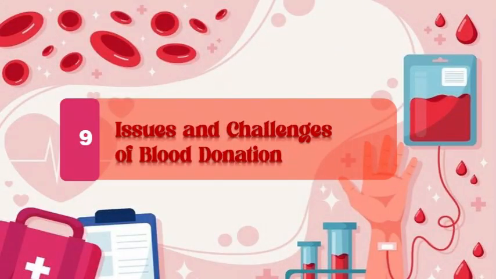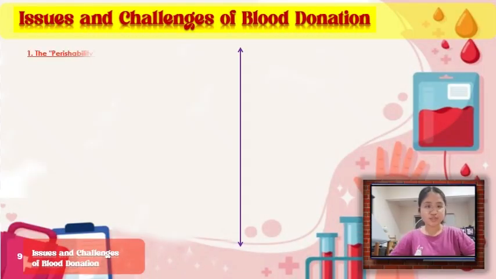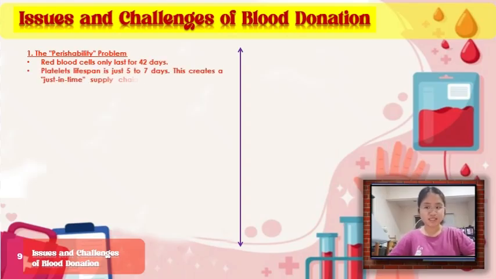9. Issues and challenges of blood donation. Number 1: the perishability problem. Red blood cells only last up to 42 days. Platelets' lifespan is just 5 to 7 days. This creates a just-in-time supply chain, where even a single week of low turnout can lead to a critical shortage in hospitals.